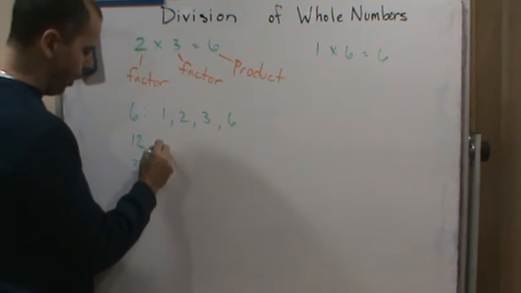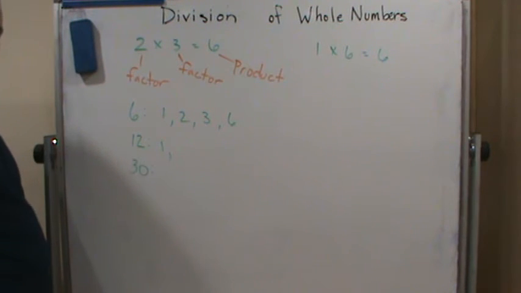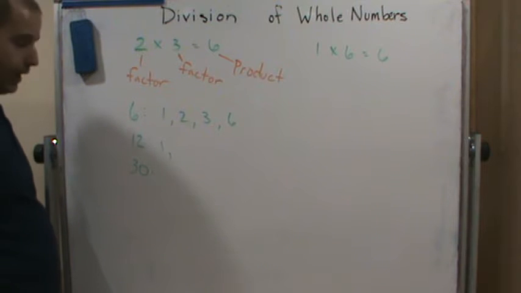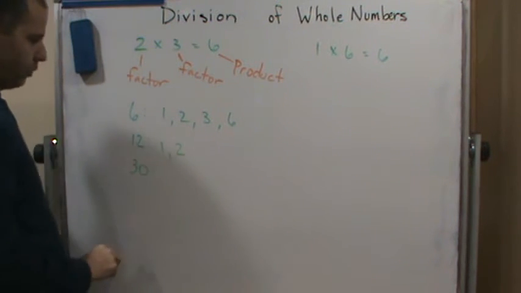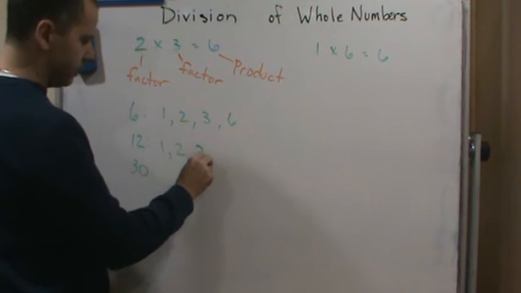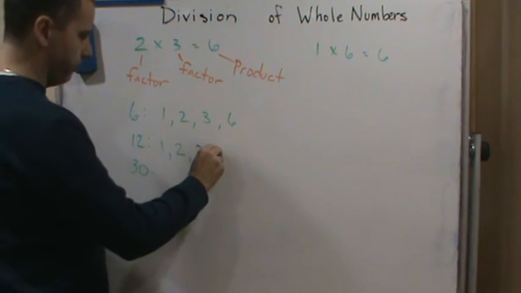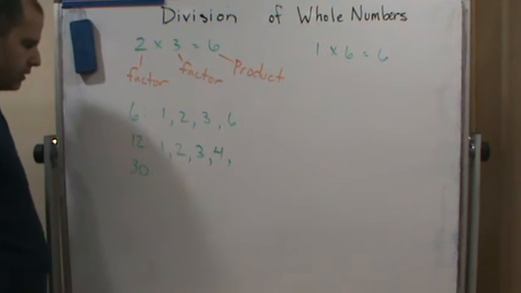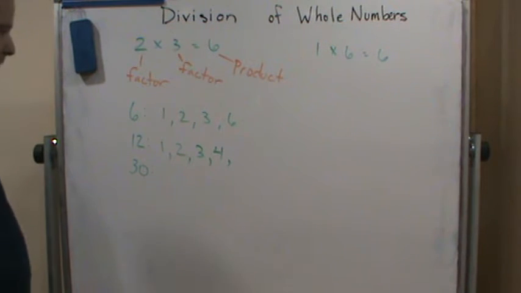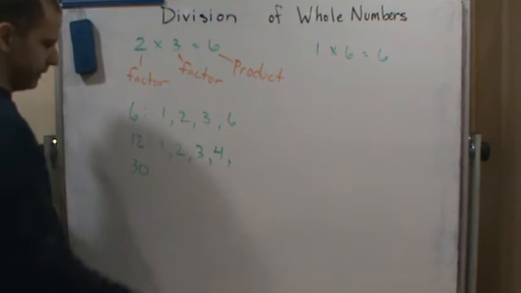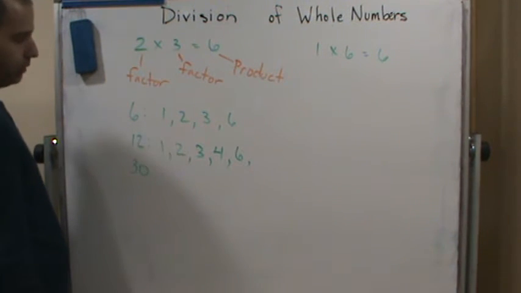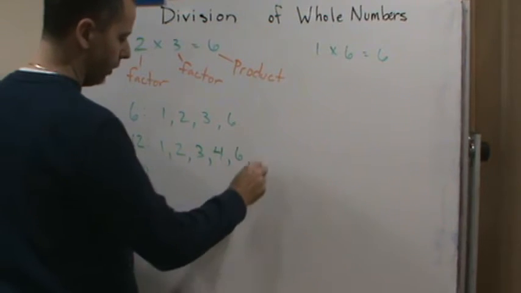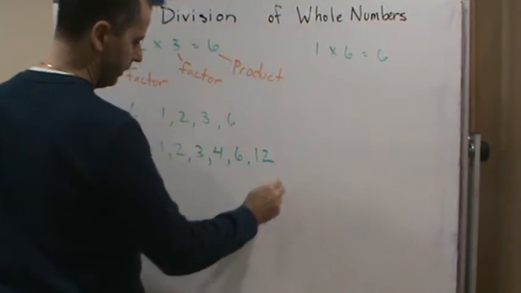Well, obviously 1 is always going to be a factor because 1 divides all numbers. Okay? So 1 divides, what else? 2 divides 12. 3 divides 12. 4 divides 12. Does 5 divide 12? No. Does 6 divide 12? Yes. What about 7? No. 8? No. 9? No. Well, the only other number is 12.